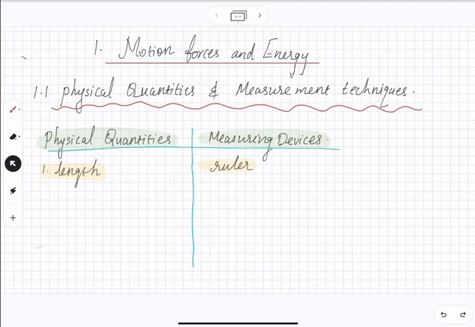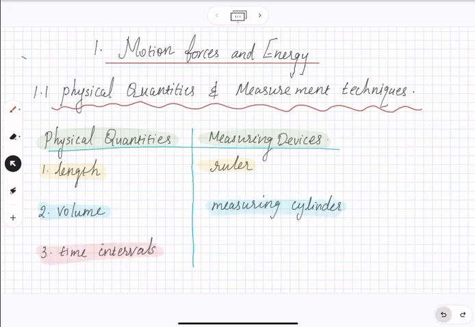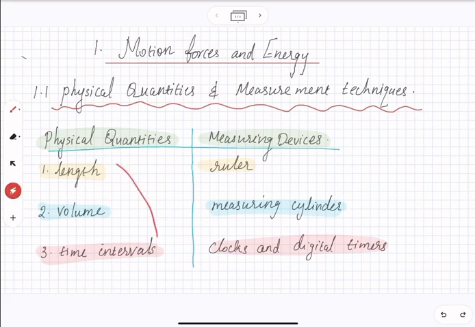You don't have to study about vernier caliper or screw gauge because it is removed from the latest syllabus. Next, volume. Volume can be measured using a measuring cylinder. Then different time intervals. Time intervals can be measured using clocks and digital timers. So you should be familiar with these physical quantities and how we can measure using these devices.